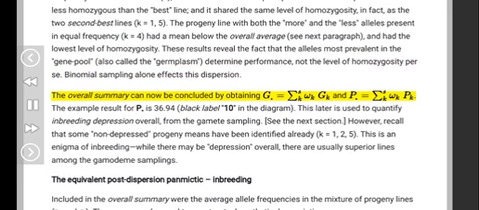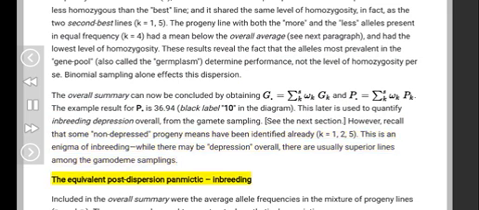The overall summary can now be concluded by obtaining the overall mean. The example result for P is 36.94, black label 10 in the diagram. This later is used to quantify inbreeding depression overall, from the gamete sampling. See the next section. Recall that some non-depressed progeny means have been identified already, k equals 1, 2, 5. This is an enigma of inbreeding. While there may be depression, overall, there are usually superior lines among the gamodeme samplings.